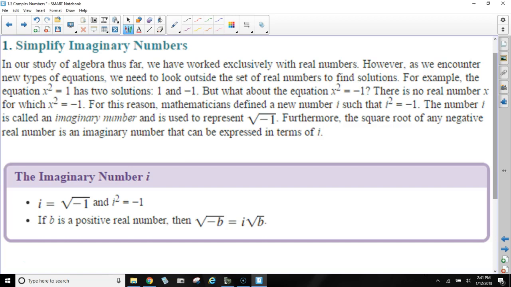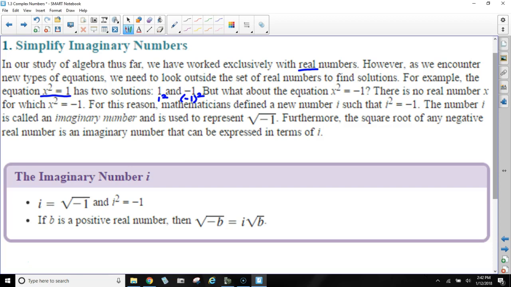It says so far in our study of algebra, we've worked exclusively with real numbers. Those real numbers are either rational numbers or irrational numbers. However, as we encounter new types of equations, we need to look outside of the set of real numbers to find solutions. For example, the equation x squared equals 1 has two solutions, 1 and negative 1, because 1 squared gives you 1 and negative 1 squared gives you 1 as well.